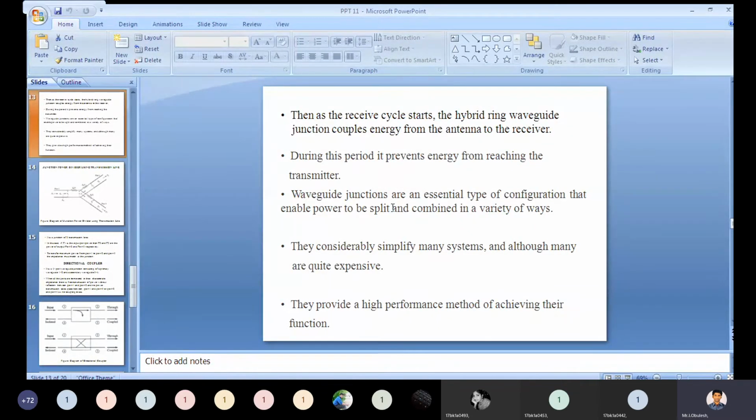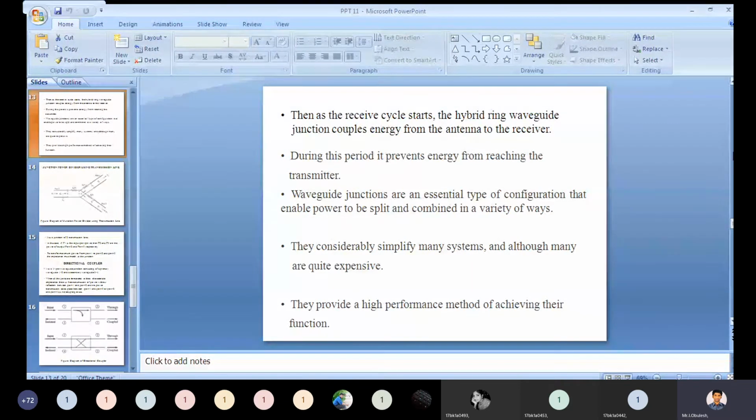So they considerably simplify many systems, and although many are quite expensive, they provide a high performance method of achieving their functions. So this is under a developing stage only. Okay, this is going on for overcoming all the reflections and impedance mismatches, such type of problems that we are getting from the bisective waveguide junction.